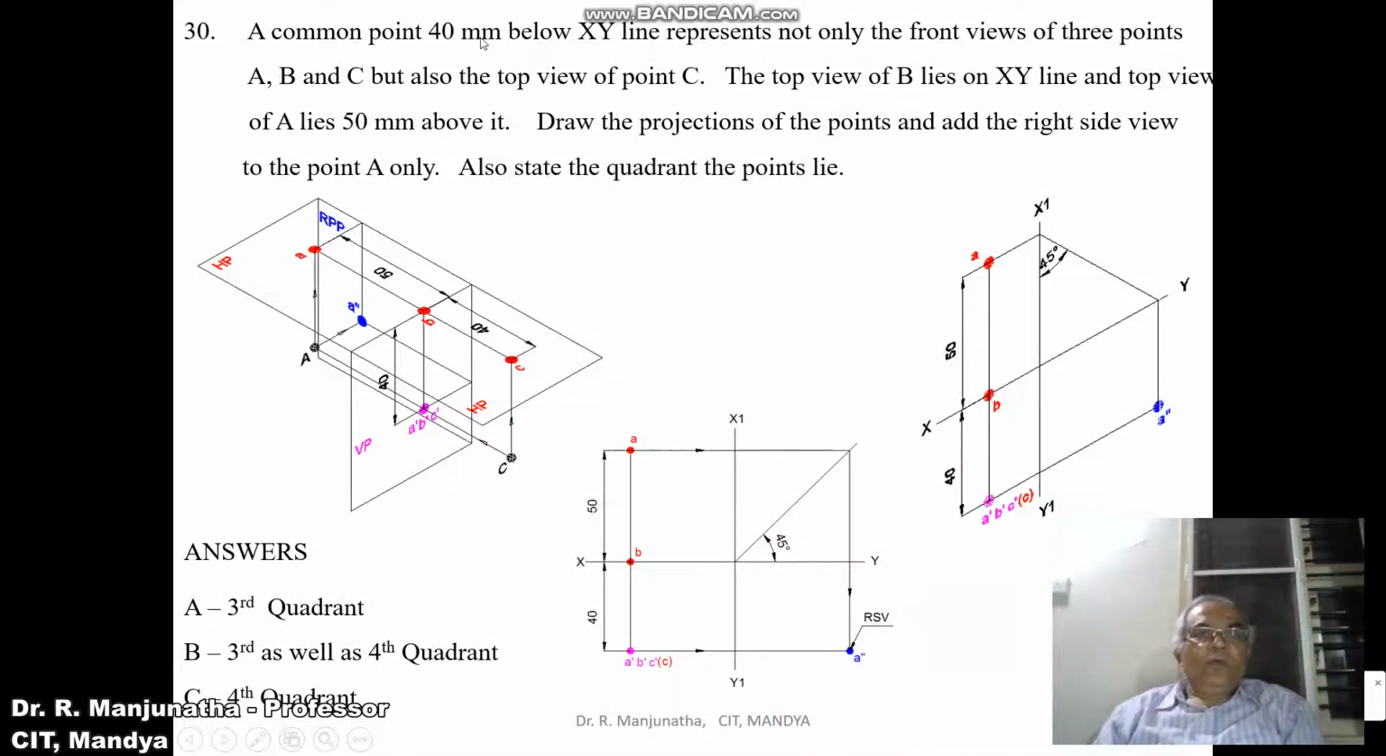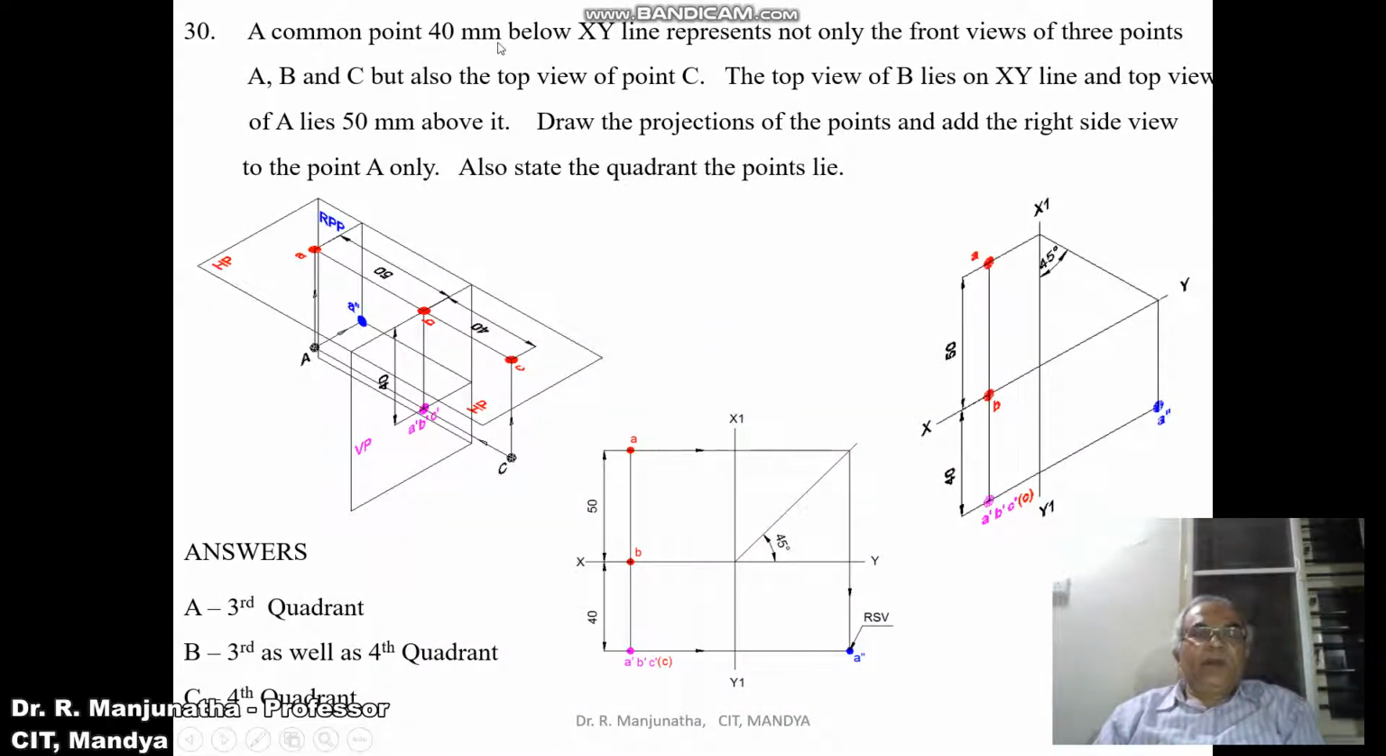A common point 40 mm below XY line represents not only the front view of 3 points, capital A, capital B and C, but also the top view of the point C. The top view of B lies on XY line and the top view of A lies 50 mm above it. Draw the projections of the points and add the right side view to point A only. Also state the quadrant the points lie.